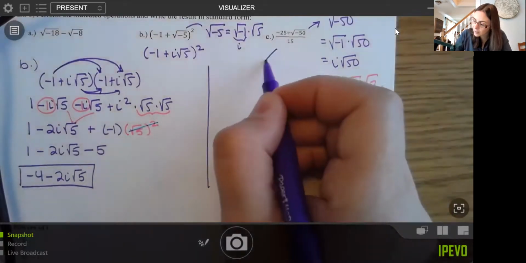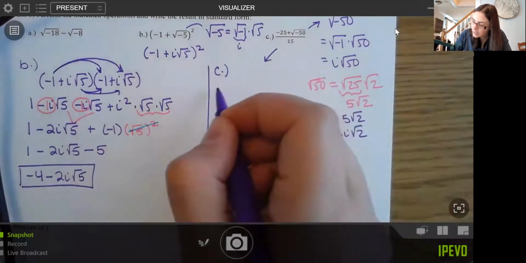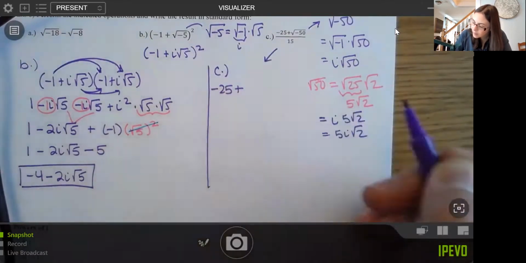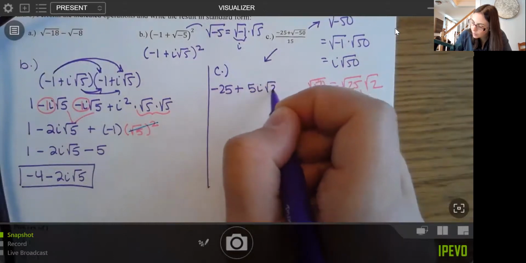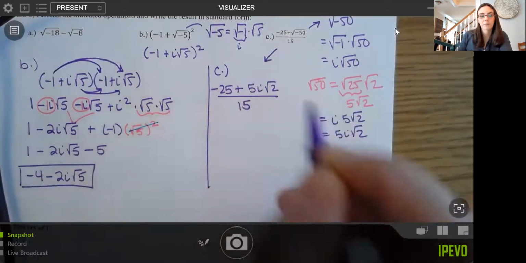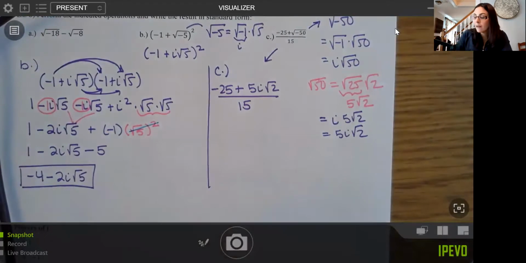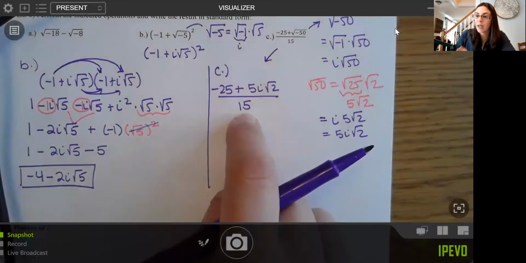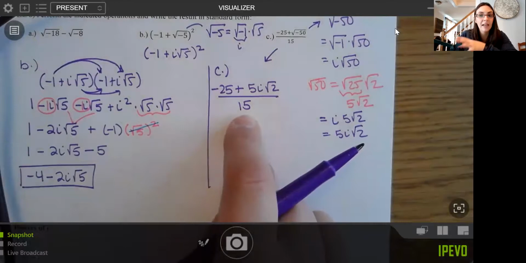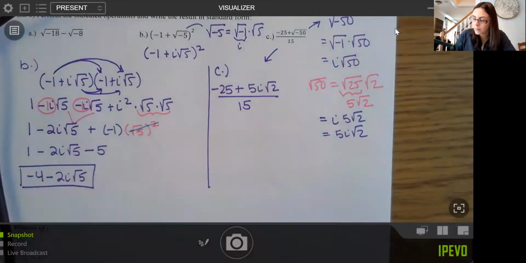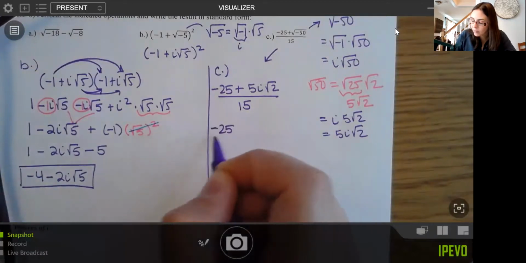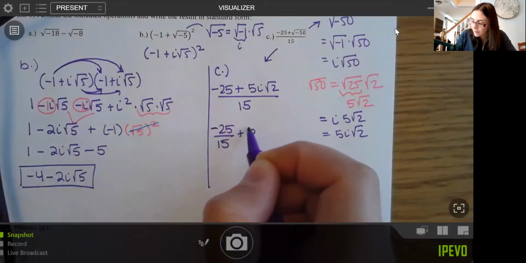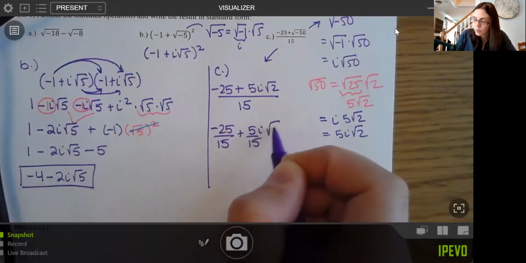So as I get started here for problem C, I'm going to rewrite it. (-25 + 5i√2) over 15. Now, the 15 is already a real number. So this is not the same as regular complex division because I don't have any i's in the denominator. So I don't have to use the complex conjugate here. I only do that if I have i's in the denominator. I don't have the imaginary unit, so all I'm going to do is split this problem. I'm going to put that 15 with the -25. And then I'm going to put that 15 with the 5i√2.